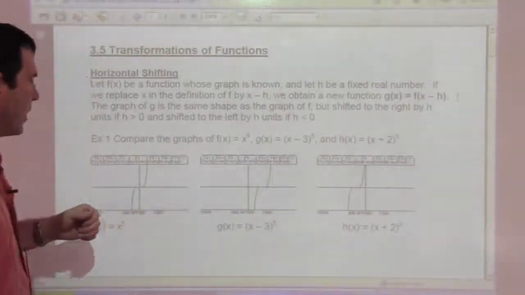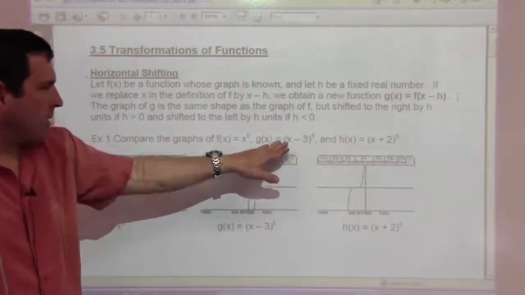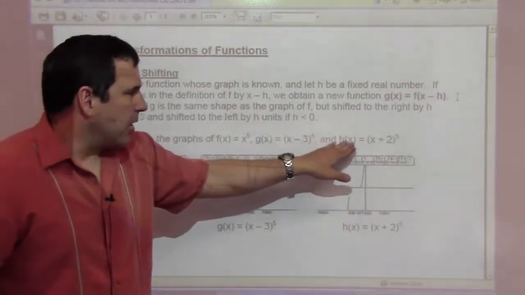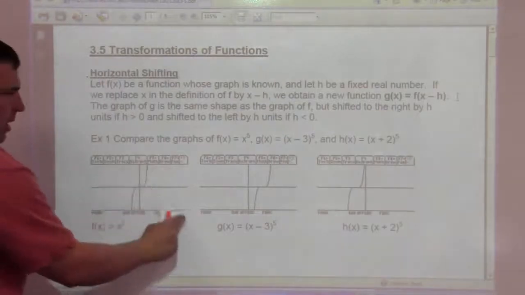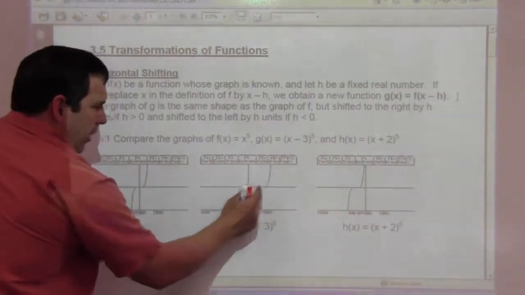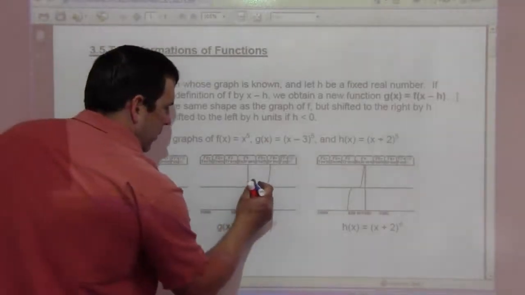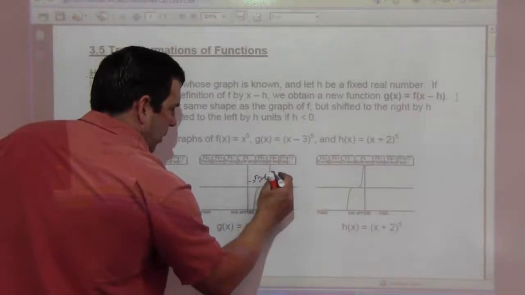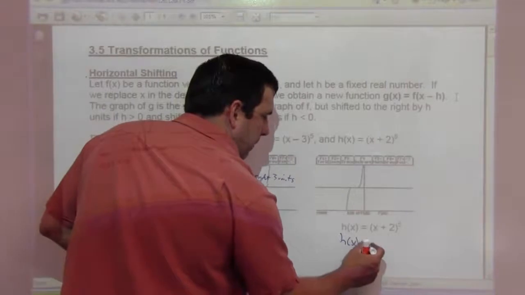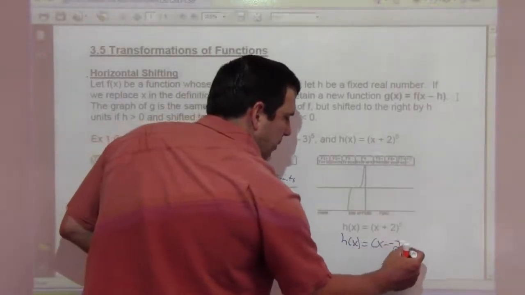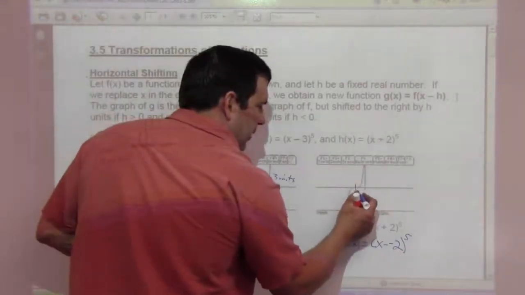So compare the graphs of f of x equals x to the fifth, g of x equals (x minus 3) to the fifth, and h of x equals (x plus 2) to the fifth. So here's our original function. Here's that same function shifted to the right by 3 units. And this one, think of this as h of x equals (x minus negative 2) to the fifth. And that's the part that gets people. And this is shifted to the left 2.